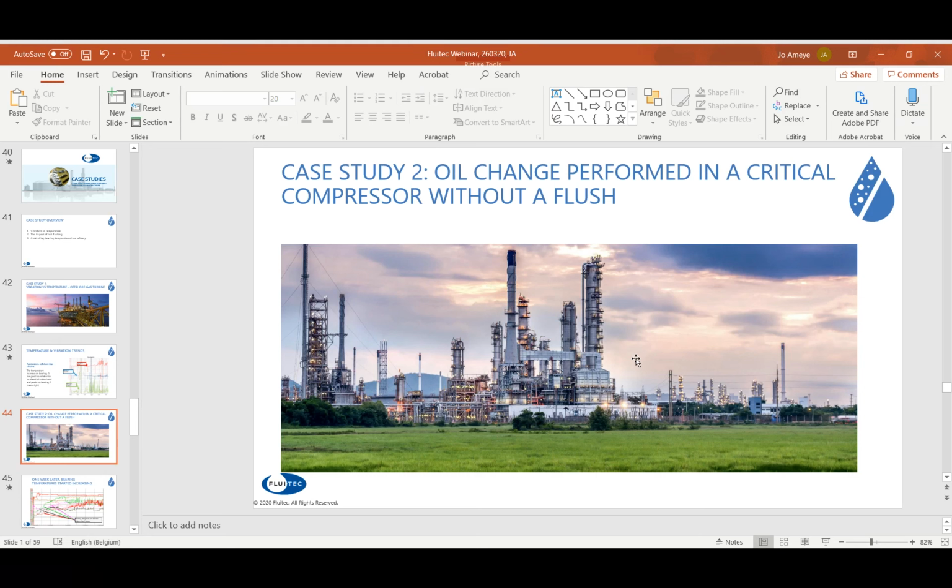So this is the graph of when you don't flush. We see here the evolution of the bearing temperatures. Here at point 0, we have the new oil, and when we add it to the system, you can see that within 2 to 4 days there was a steep increase of bearing temperatures, and you can also see that on the medium low.